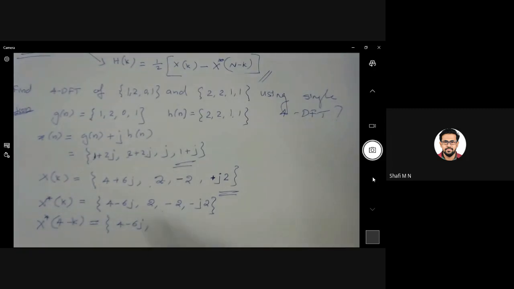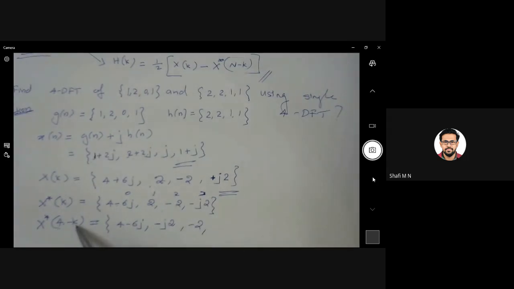For the time being let's look at it this way, and quickly I will tell the shortcut too. K equal to 1, 4 minus 1. So that will be 3. So x of 3, 0, 1, 2, 3. That is minus j2. Then when k equal to 2, this is 4 minus 2, that is 2. So 0, 1, 2. So x conjugate of 2 is minus 2.